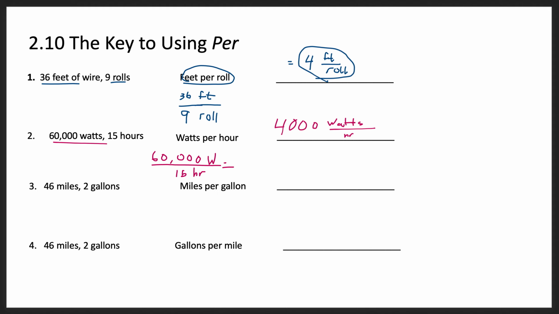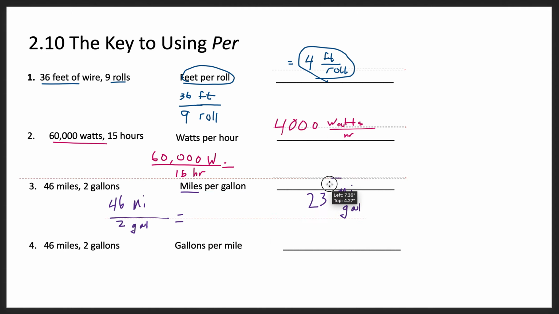This next one is not meant to trick you. You're just going to go miles per gallon. So miles go on top. So 46 miles over 2 gallons. And 46 divided by 2 is 23 miles per gallon. And that's our answer. 23 miles per gallon.